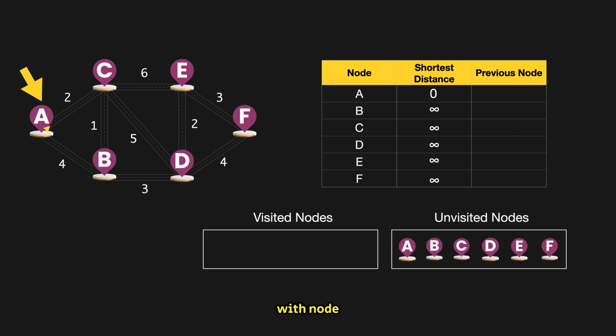We start with node A and look at its neighbors, which are node B and node C. The distance from A to C is 2. We add this to our table and mark A as the previous node for C. The distance from A to B is 4. We add this to the table too, with A as the previous node for B. Now that we have checked all the neighbors of A, we can mark node A as visited. Next, we look for the unvisited node with the shortest distance. This is node C with a distance of 2.